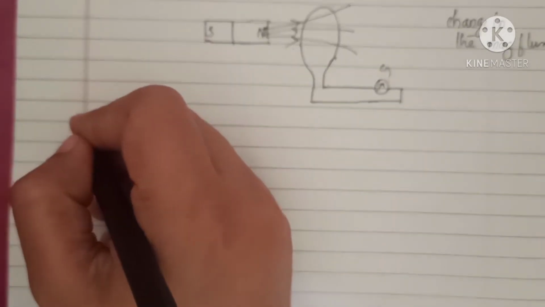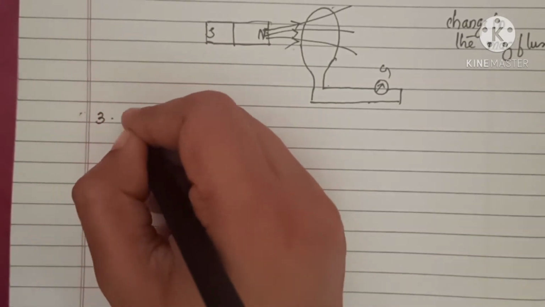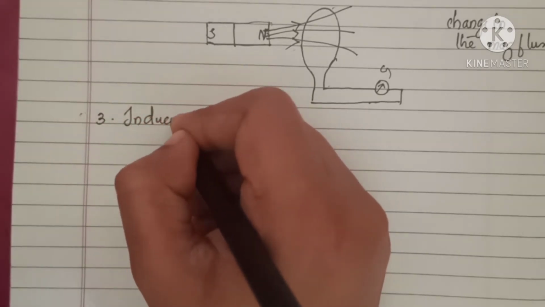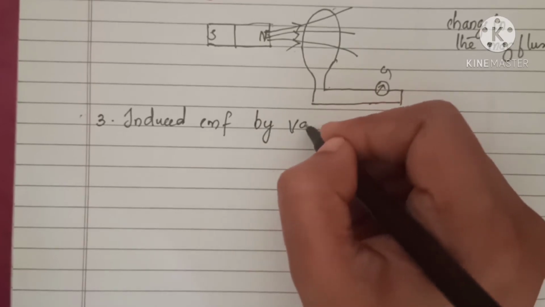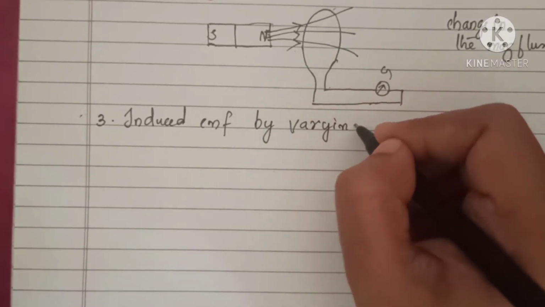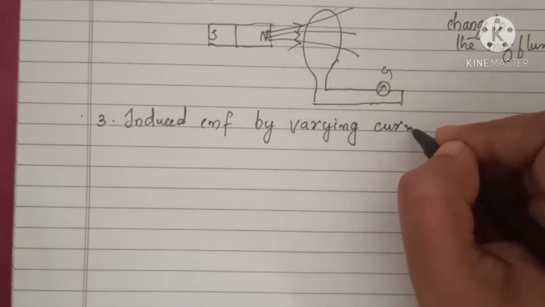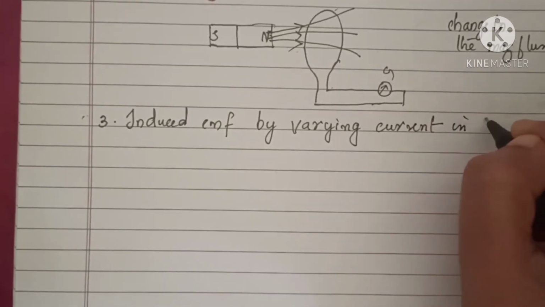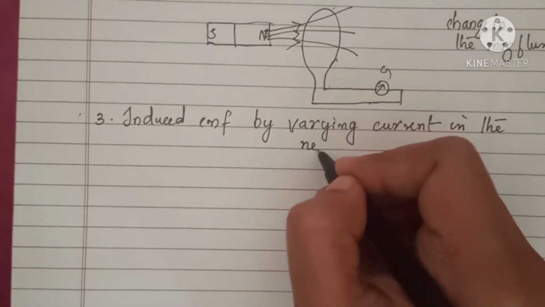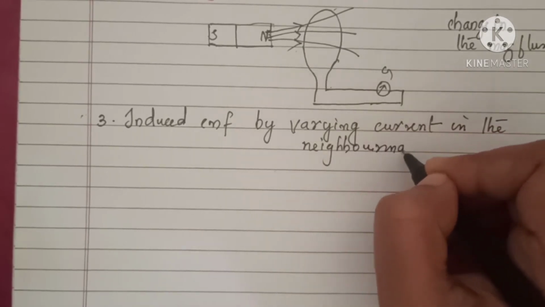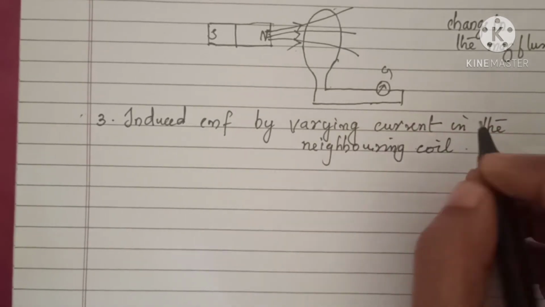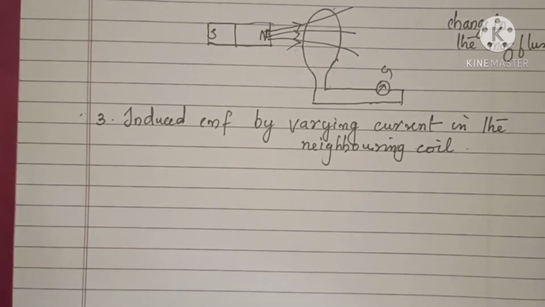So the third experiment is induced EMF by varying or changing current in the neighboring coil. In the neighboring coil. That is the third experiment.